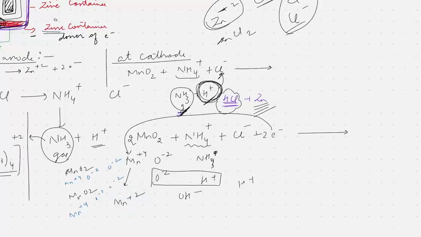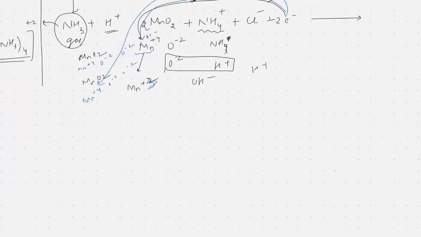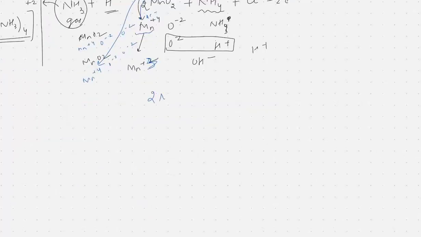So in that process, how do the two electrons divide? Not one Mn plus 4 gains both; it converts into Mn plus 3. So one electron goes to one MnO2, and another electron to the other MnO2. I hope you're understanding the situation. We have two MnO2.